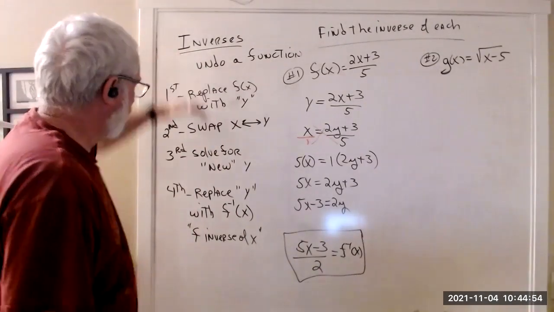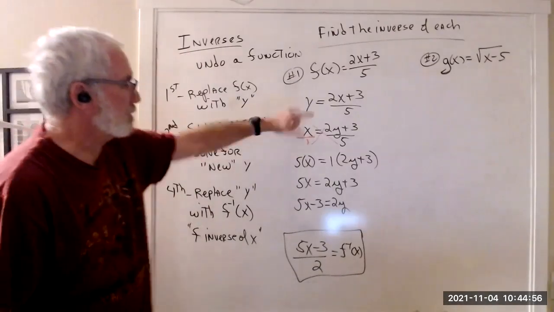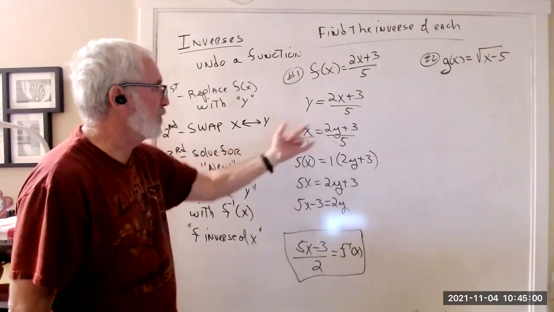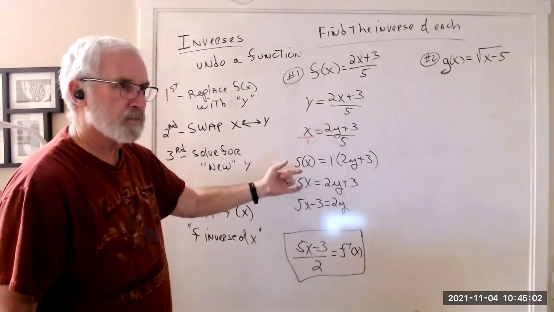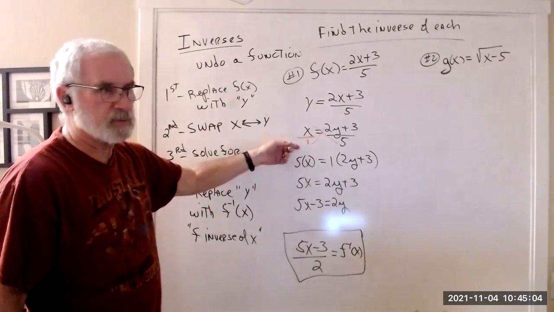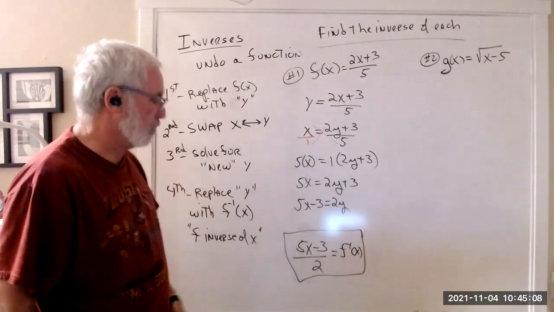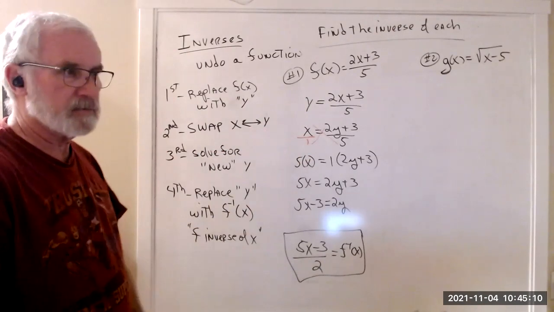Okay, I follow these rules. Swap x with y, then use my algebra skills to solve for the new y. Okay, I like to see this as a proportion. It's easier for me to cross multiply than to solve for y. And that's it, I'm done.